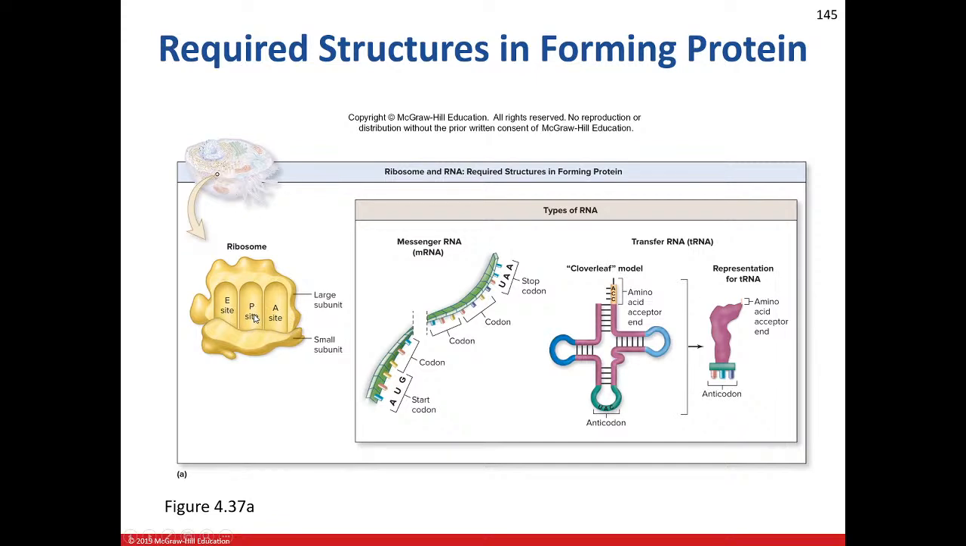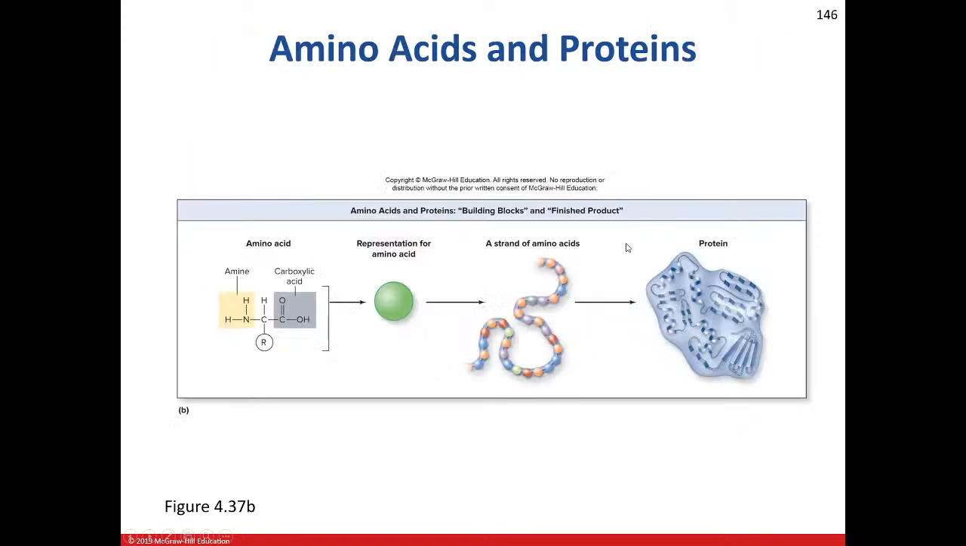The RNA transcript moves down again, 3 letters. All right. There's a new codon in the P site waiting for its correct tRNA to come in and drop off the corresponding amino acid. And so that's how we build a protein.